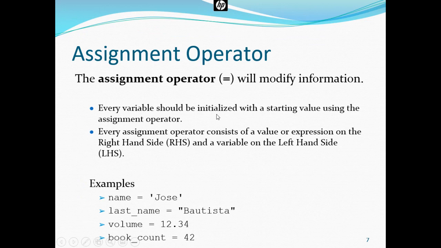So again, the assignment operator, like I said before, is the equal sign. If I look at the example here, this is the variable name, and this is what I'm storing: Jose into the name variable. So name equals Jose, last name equals Batista, volume equals 12.34, and so on.